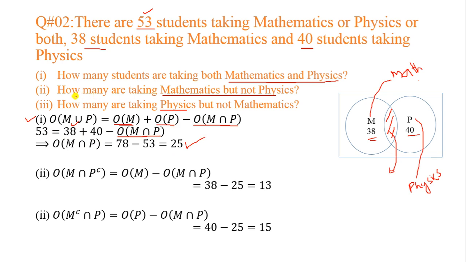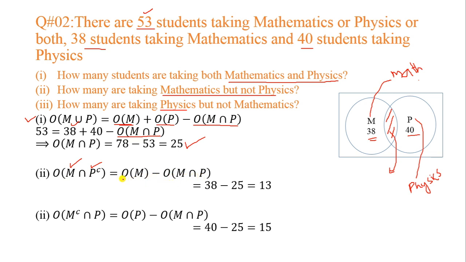In the second part of this question, we are asked how many students are taking mathematics but not physics. Mathematics but not physics means we want to find how many elements are taking mathematics but not physics. Not physics means we have to find the complement of P, and we have to find the intersection of M and the complement of P. So according to the principle, the number of elements in M intersection P complement is equal to the number of elements in M minus the number of elements in the intersection of M and P.